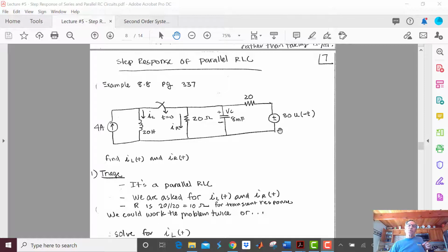And before we talk more about the two resistors, let's just look at this voltage supply here. It is 30 u(-t). If it was u(t), it would turn on at t equals 0. But since we have a negative t there, of course, it's going to turn off at t equals 0. So at t equals 0, this is going to look like a short circuit. If you're uncomfortable with that negative t and why it turns off instead of turns on, just go back to the basic definition of the unit step function and you'll see it.